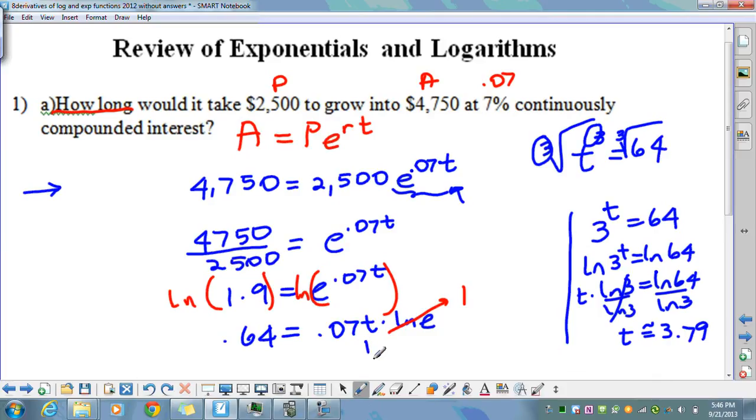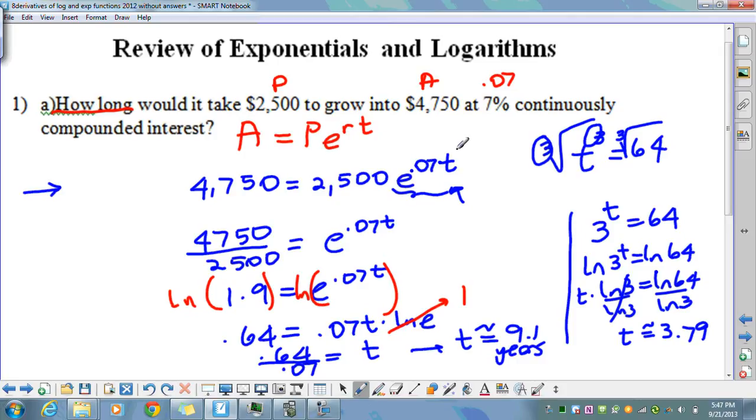So here we have t equals 0.64 divided by 0.07. So let's do that. 0.64 over 0.07. And there we're going to get 9.1 roughly. So t equals about 9 years. So about 9 years it will take for $2,500 to grow to $4,750 at 7% continuously compounded interest.